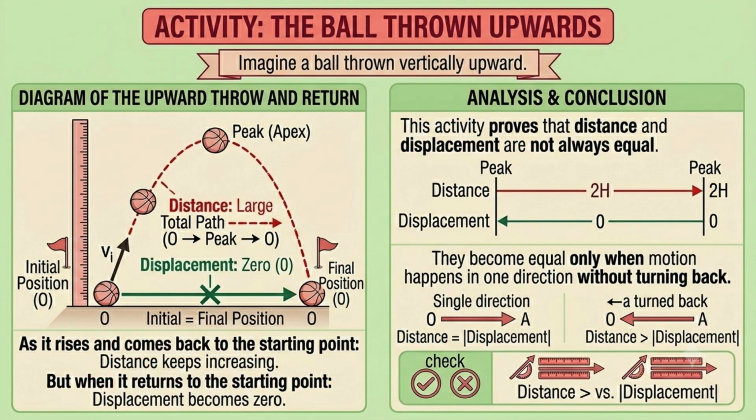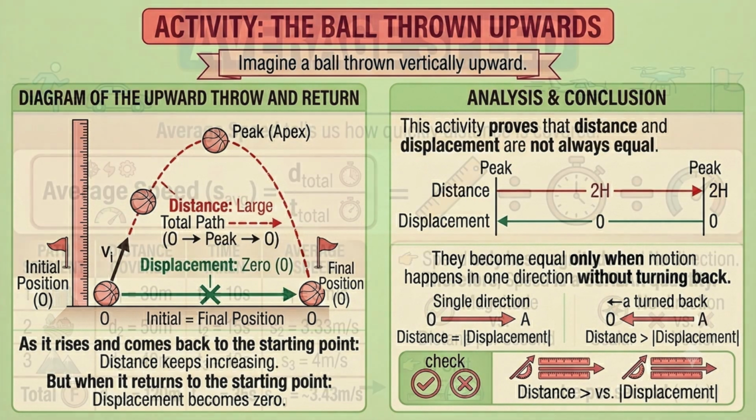Activity 4.1 of the ball thrown upwards. Imagine a ball thrown vertically upward. As it rises and comes back to the starting point, distance keeps increasing. But when it returns to the starting point, displacement becomes zero. This activity proves that distance and displacement are not always equal. They become equal only when motion happens in one direction without turning back.